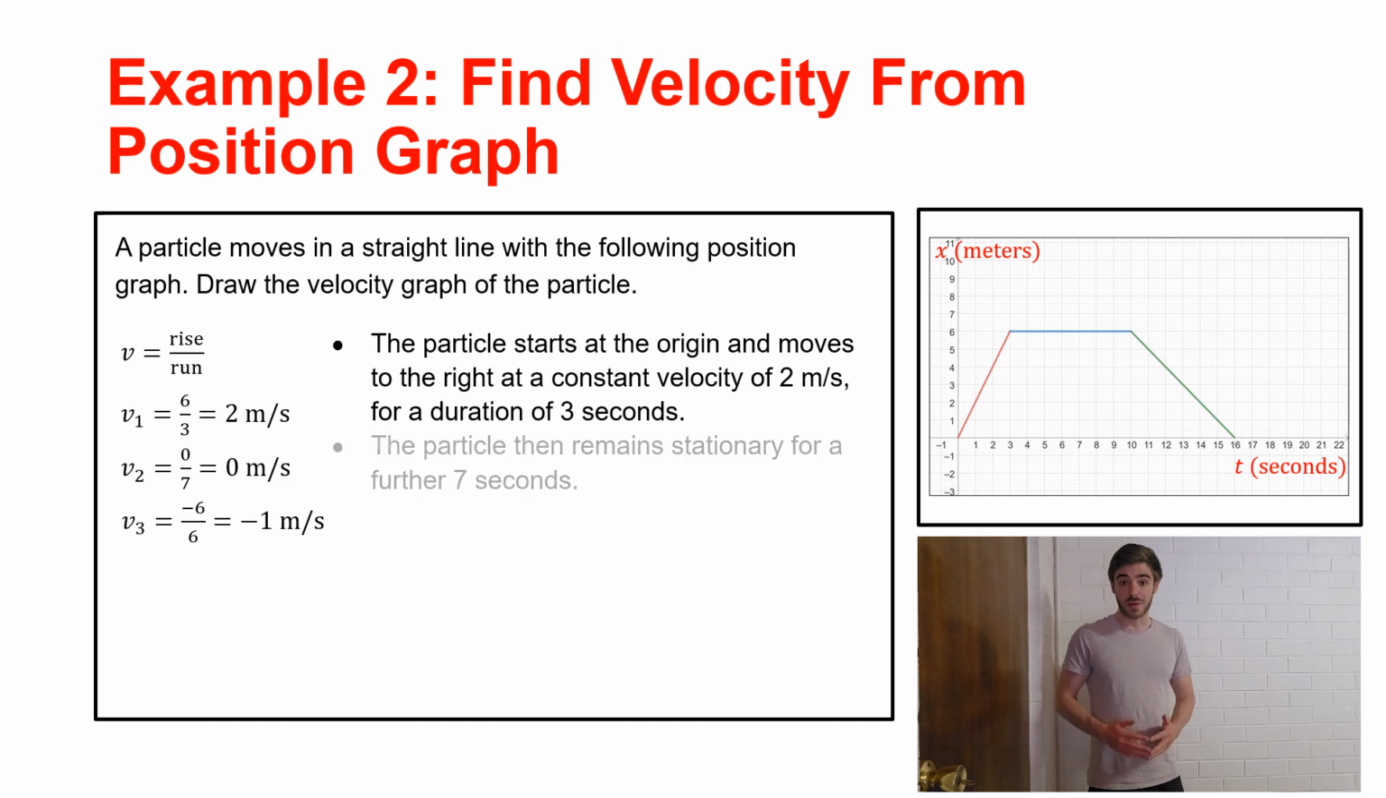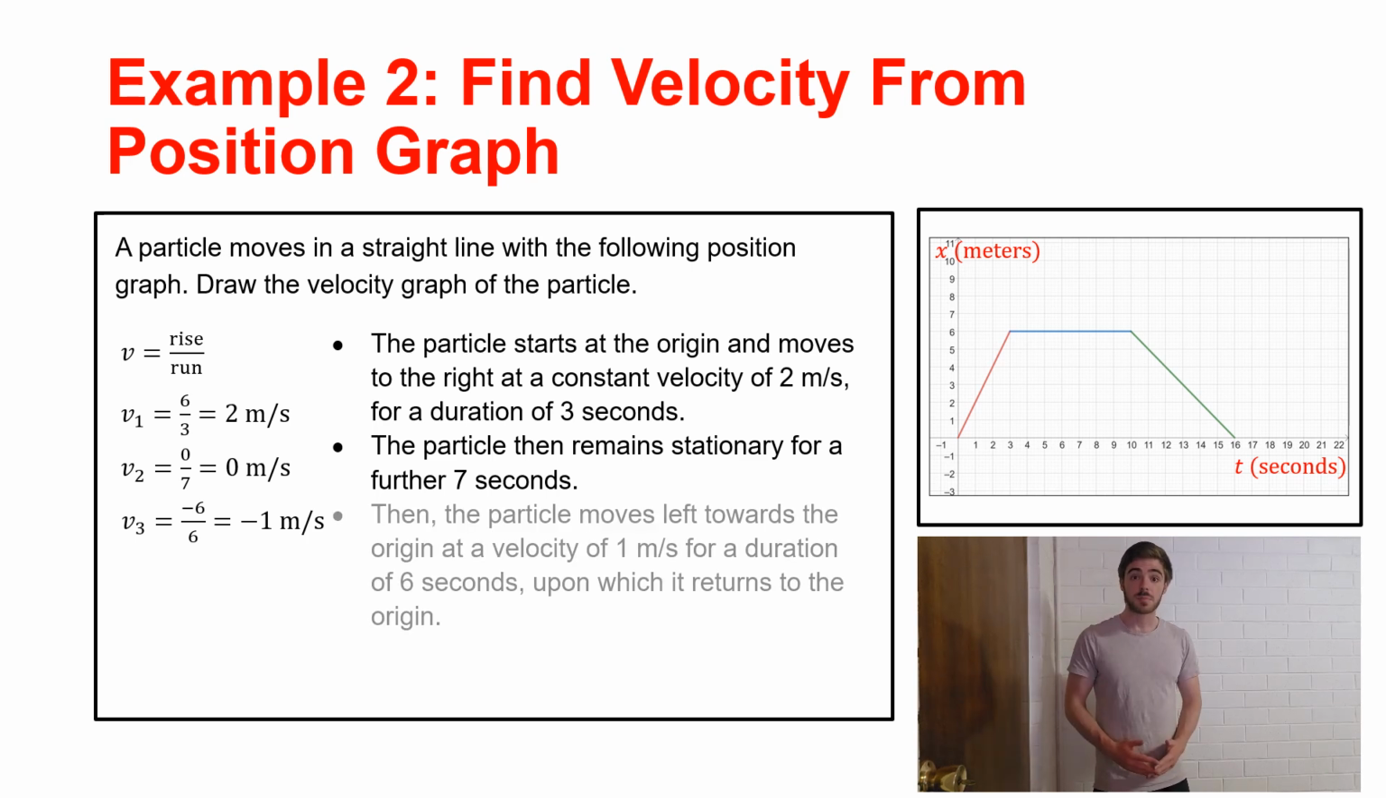The particle then remains stationary for a further 7 seconds. Again, we're hitting position by saying it's stationary. We're also saying velocity because again, it's stationary, and we're talking about the duration. Then the particle moves left towards the origin at a velocity of 1 meter per second, upon which it arrives at the origin after 6 seconds.